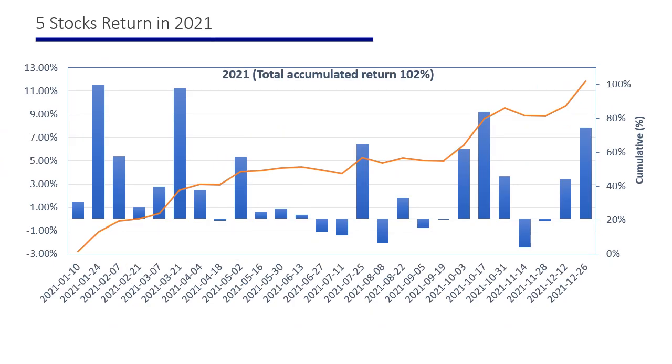Starting with 2021, as you see here, the return of this method in 2021, and as you know, this year was a very good year for trading. And as you see, the return of this method at the end of the year slightly exceeded 100%. The minimum happened in November, which was close to -3%, and the maximum, happening at the end of January, was more than 11%.